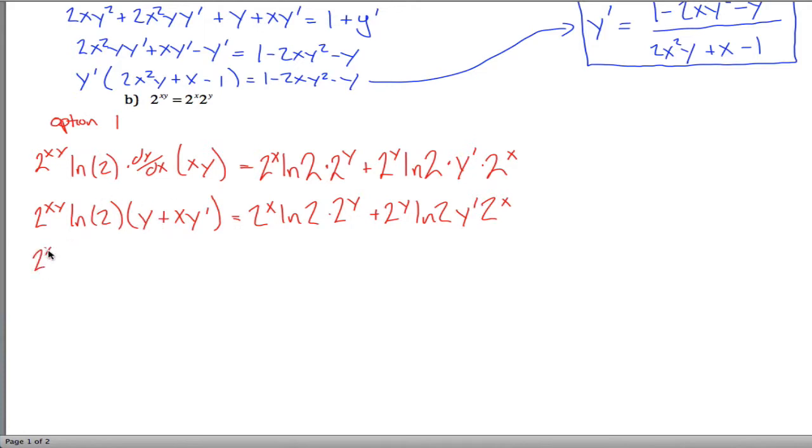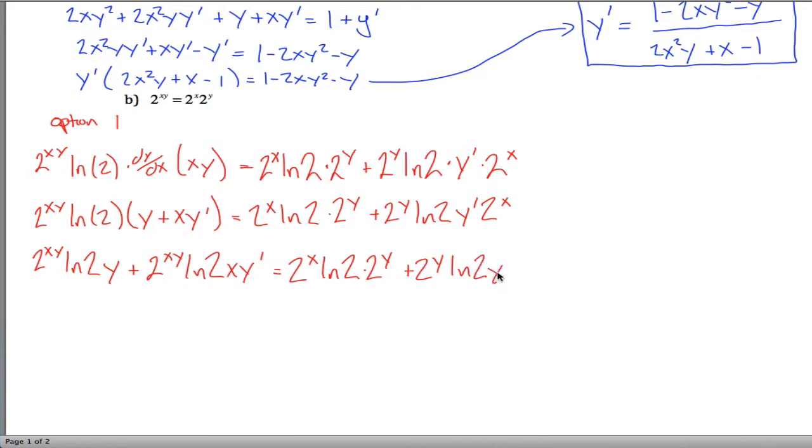So I'm going to get 2xy natural log of 2 times y plus 2xy natural log of 2 times xy prime. And that's equal to 2 to the x natural log of 2 times 2 to the y plus 2 to the y natural log of 2 y prime 2 to the x. What a mess. Get all your y primes together.